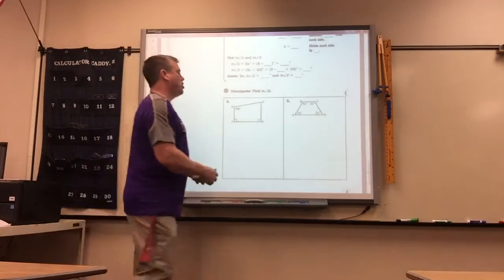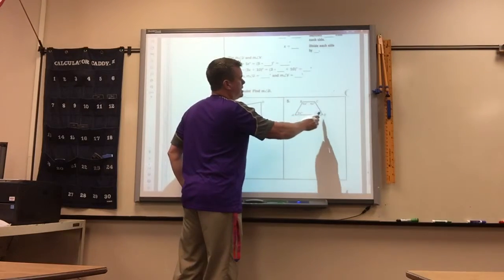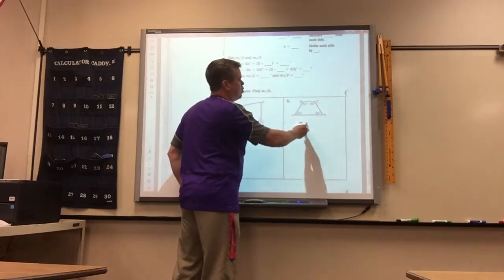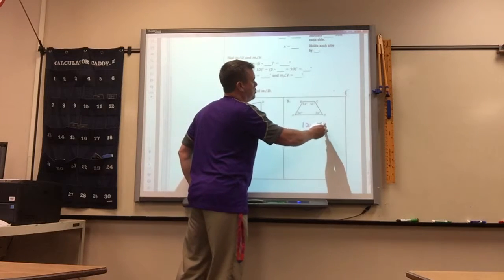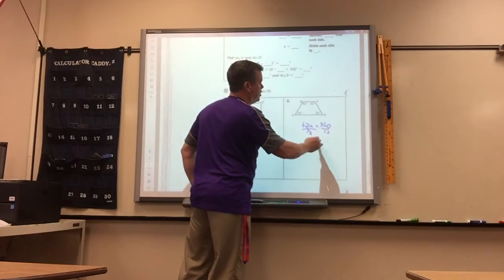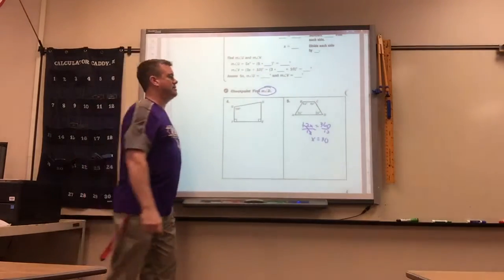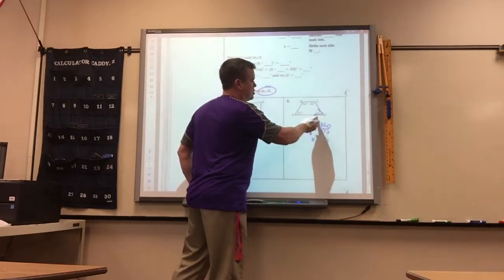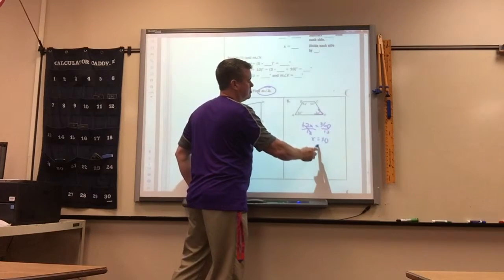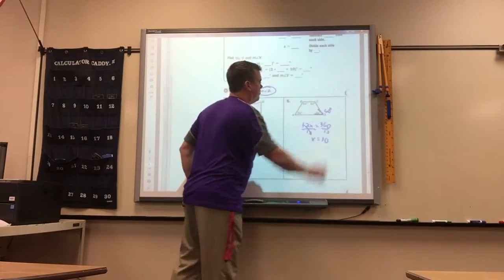Okay, so this one, 4x, 4x, 2x, and 2x makes 12 x's. That has to equal 360. So divide by 12 and you get 30. Now they're looking for the measure of angle D. So what would that equal? 2x, 60 degrees.